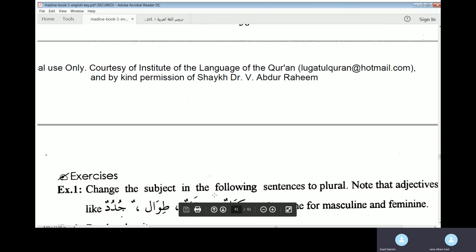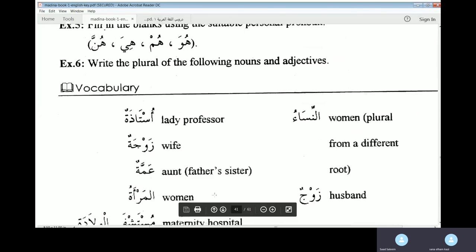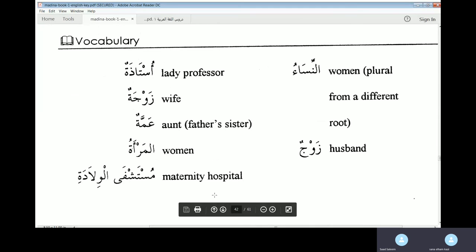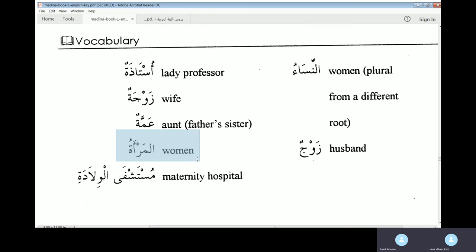Vocabulary. Ustazatun, lady professor. An-nisa'u, women, plural from a different root. Zawjatun, wife. Ammatun, aunt, father's sister. Al-mar'atu, woman. Imratu, woman. Al-mar'atu. Woman. Mustashfal wiladati, maternity hospital. Zawjun, husband.